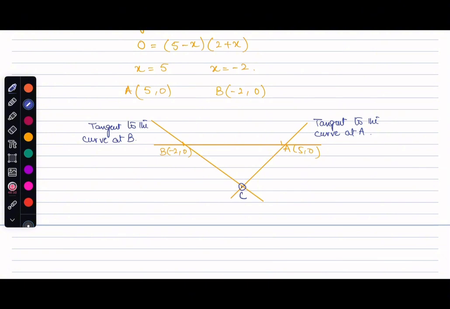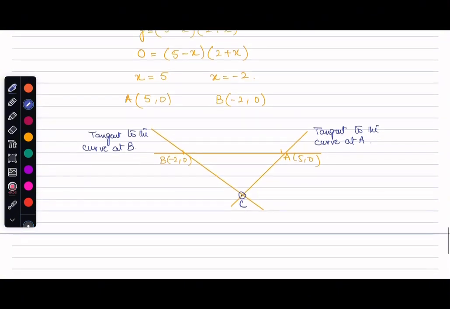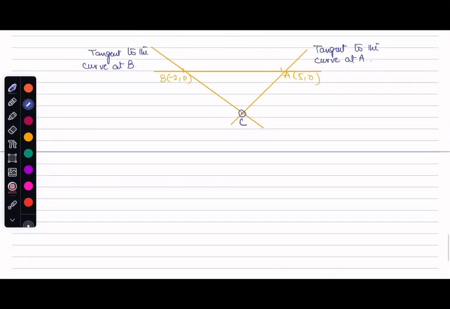So here again, I can see that tangents are two straight lines, and when two straight lines are meeting at a point, we can solve the two simultaneous equations to get that intersecting point's coordinates. So the first thing that comes to mind should be to find the tangent equation to the curve at point B. So for that, my curve equation was y equals (5 minus x)(2 plus x).